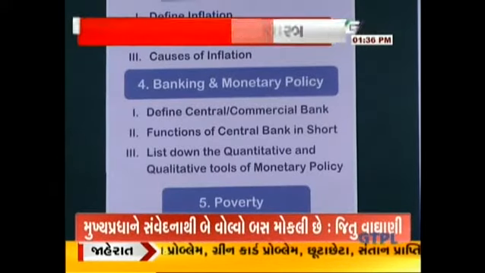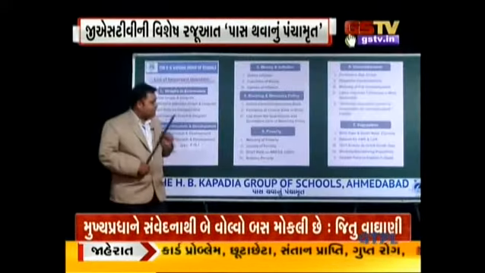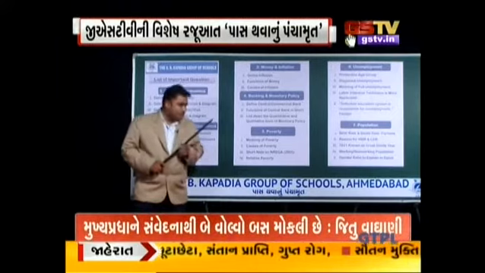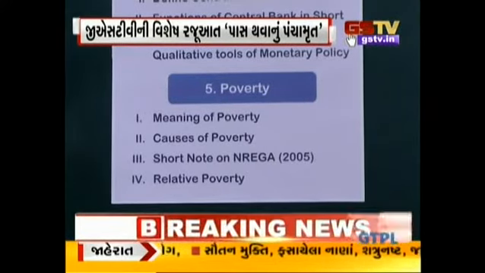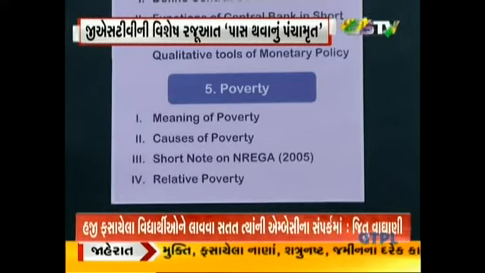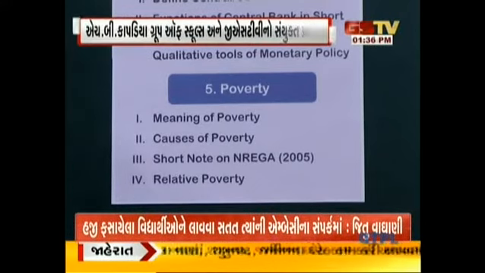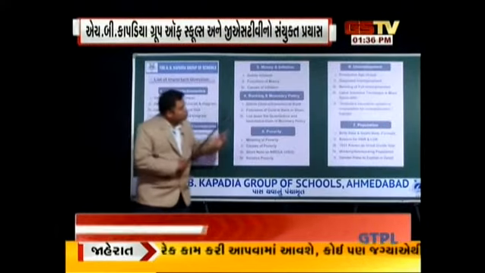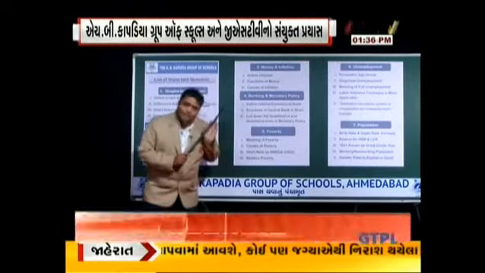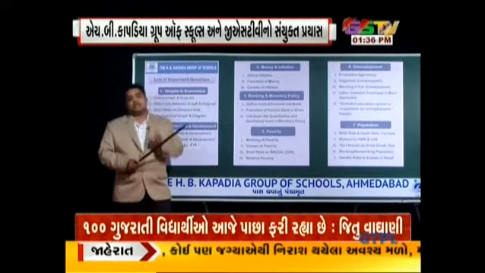Next is chapter number 5, poverty. Meaning of poverty is very important. Then we have the causes of poverty. Short note on NREGA 2005. When you are learning NREGA, I suggest you also go to chapter number 6, unemployment, and learn MNREGA.